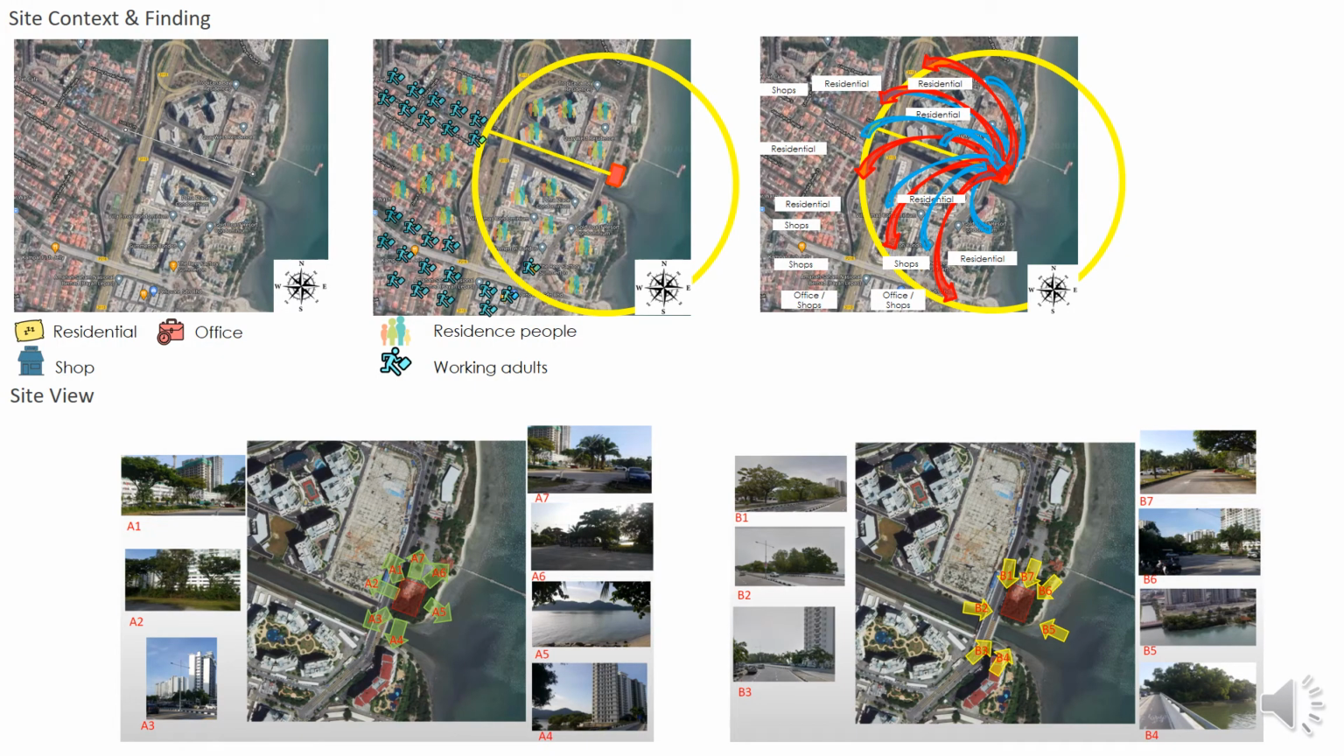Then is the analysis, the 500 square meters radius. You can see the residential, office and shop lot. Then that is the residential, people working adult. Then there also are people from other places coming into my building, and from my building going out to the people's place. So this is from my side viewing out to the surrounding neighbors. Then this is from the surrounding neighbors viewing into my side.